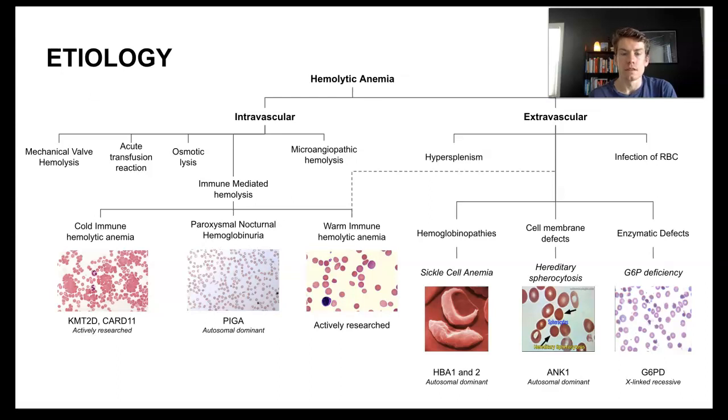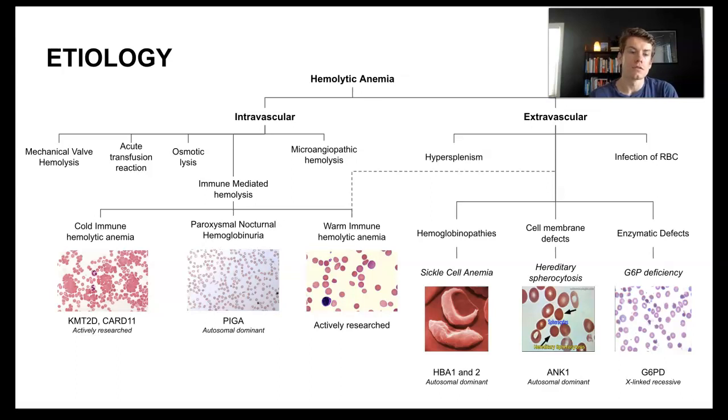Autoimmune forms of anemia include cold immune hemolytic anemia. This is when antibodies recognize and attack antigens on red blood cells at temperatures that are below the normal body temperature. Antibodies bind to the receptor on the cell membrane and then bring them to be destroyed by phagocytosis. This is due to a mutation in the genes KMT2D and CARD11.